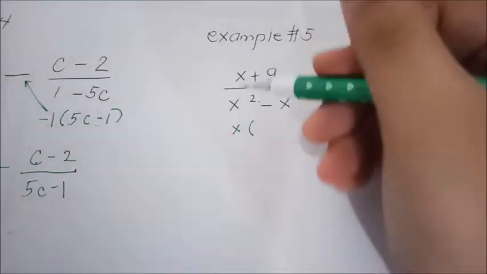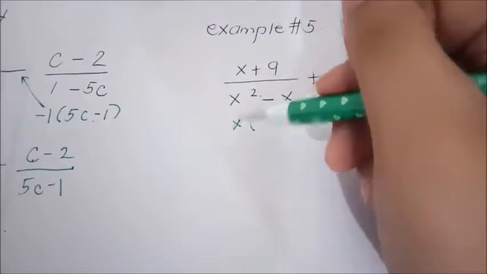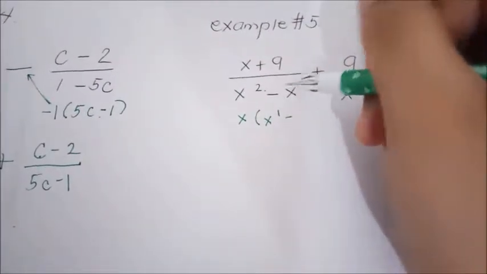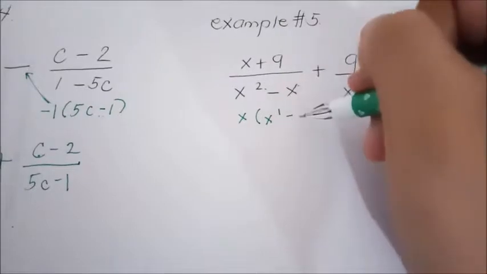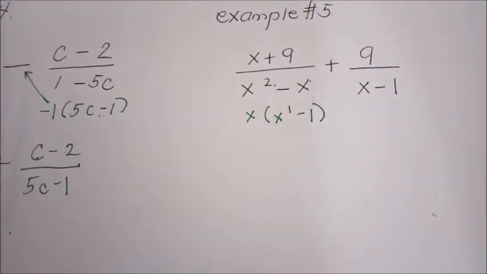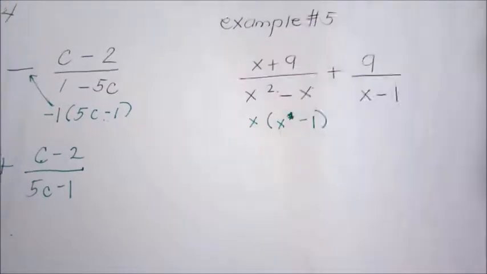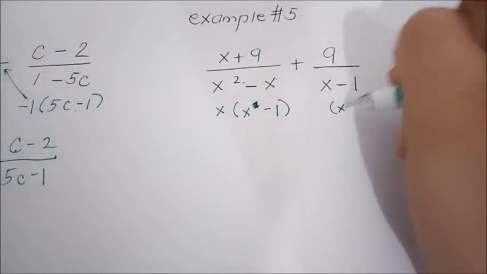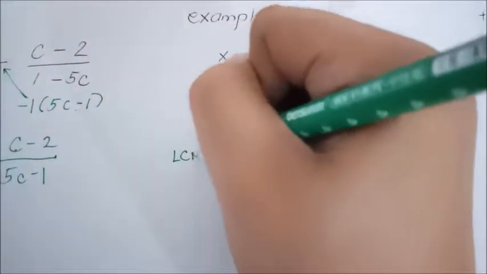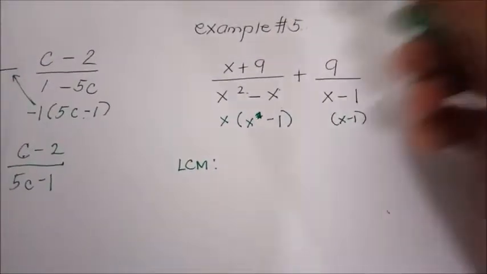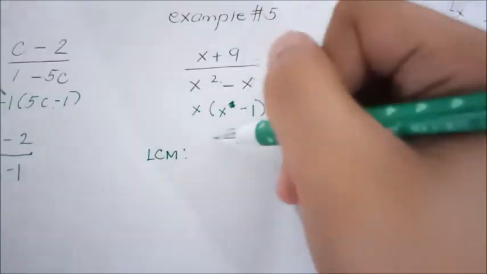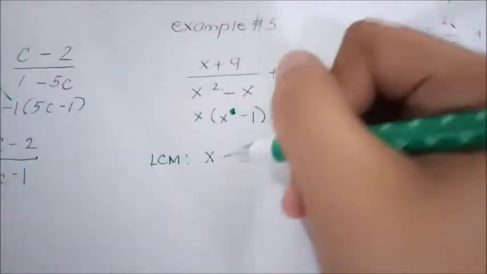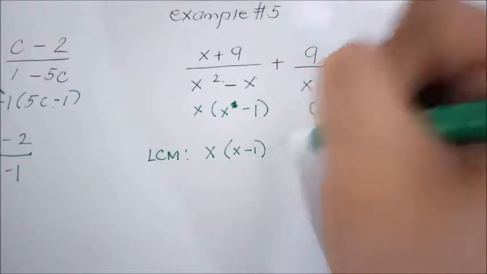x times x squared divided by x, subtract the exponents, 2 minus 1 is x to the first. Minus x divided by x, any number divided by itself is 1. This one can now be left out. Now, x minus 1 cannot be factored, so it is still x minus 1. So, if you are asked about the LCM, the unique factor will be x, because it has no match. Then, for the matching factors, write it once, we have x minus 1.